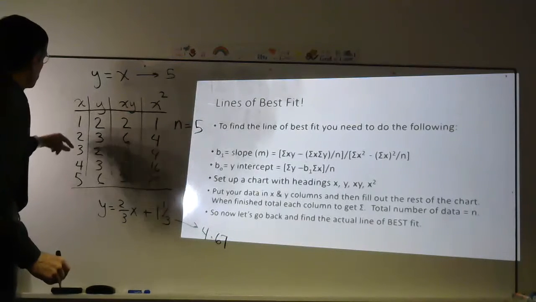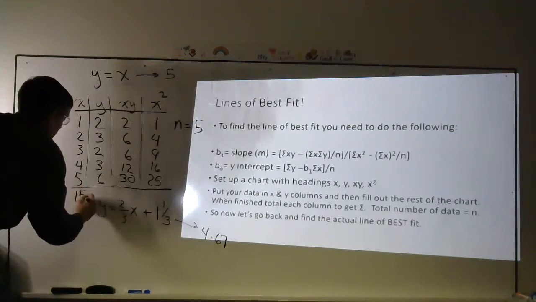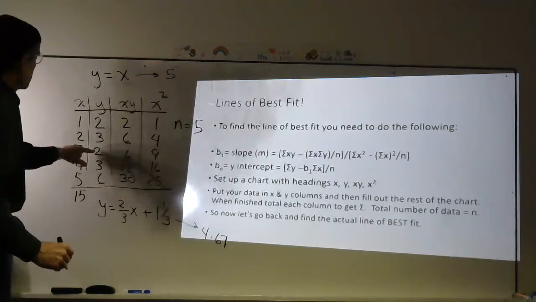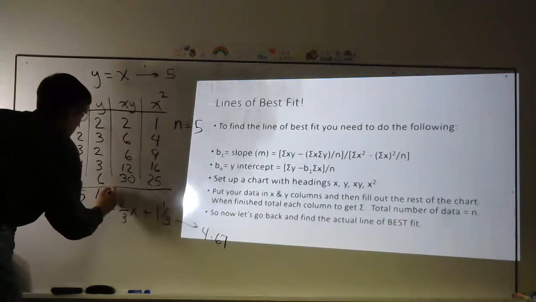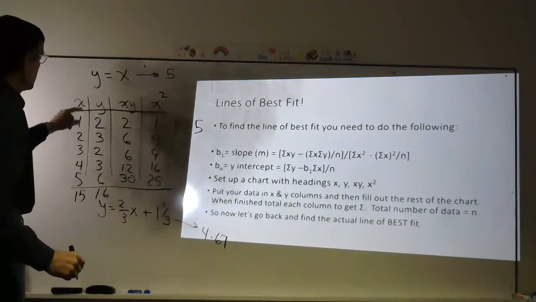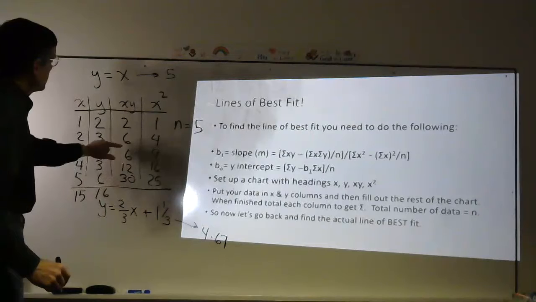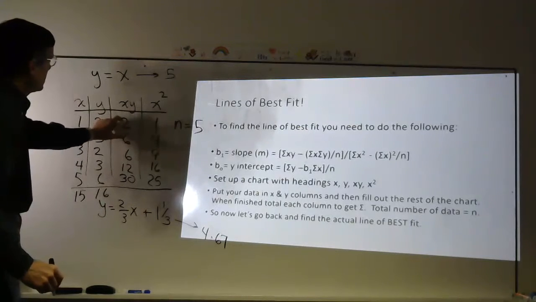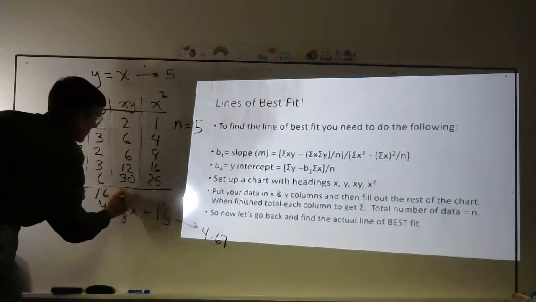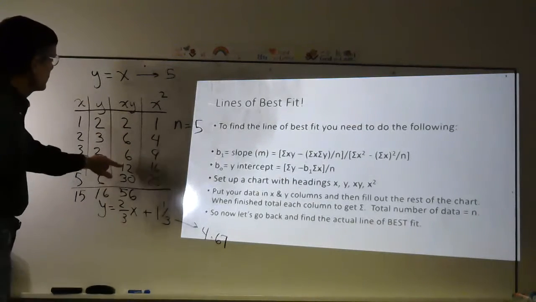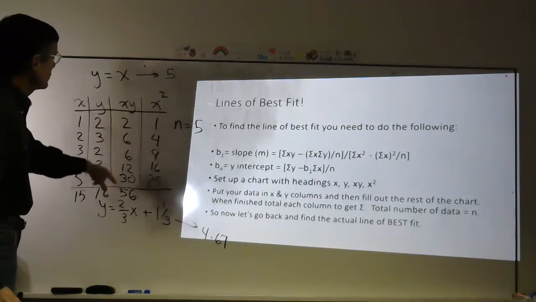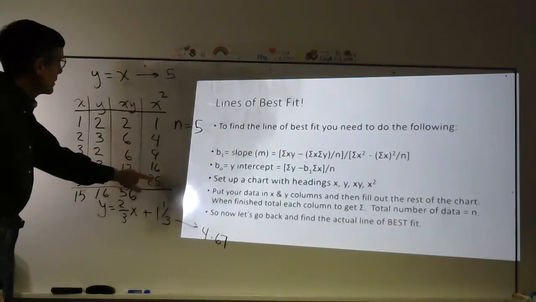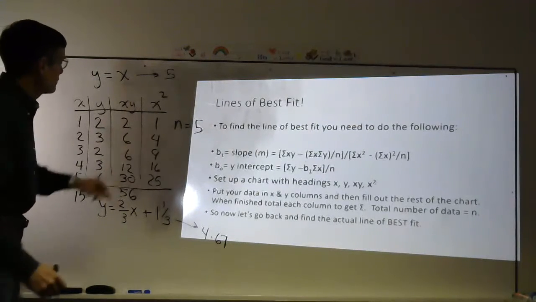So let's add these up. 9, 12, 15 for this one. Add these up. 9, 11, 16 for this one, I think. Add these. 42 and 8 makes 50, 56. Double check that. 42 and 6 is 48 and 8 is 56. Add these. That would be 41, 55.